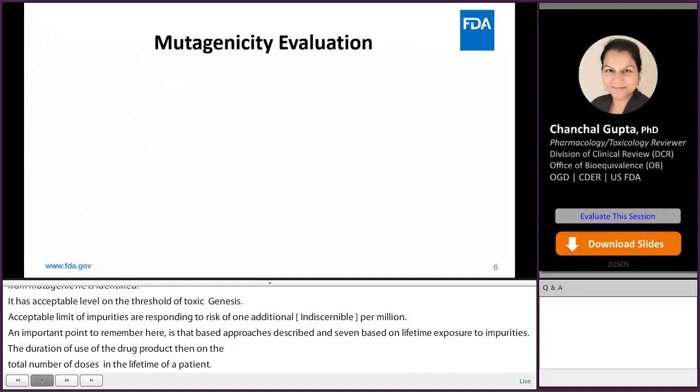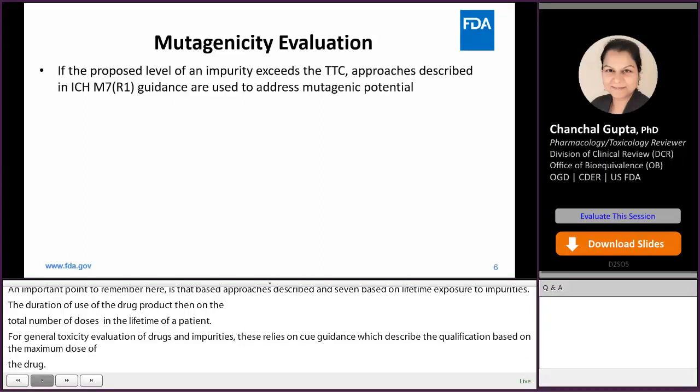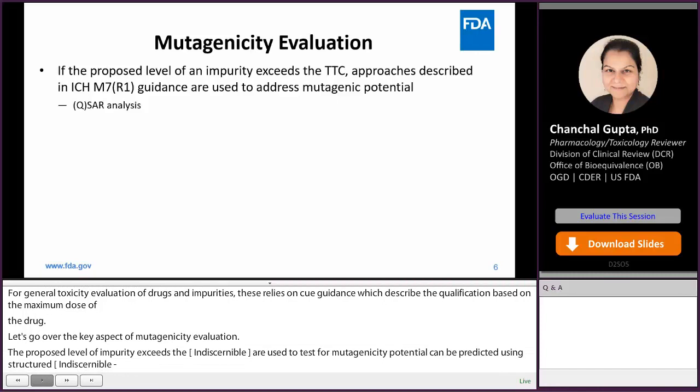Now let's go over the key aspects of mutagenicity evaluation. If the proposed level of an impurity exceeds the TTC, methods described in ICH-M7 are used to address the mutagenicity. The mutagenicity potential of an impurity can be predicted by using quantitative structure-activity relationship. Please note that the mutagenicity evaluation should be based on 2 complementary QSAR models, expert rule-based and statistical-based, as explained by Dr. Naomi Kroluk in her talk earlier today.